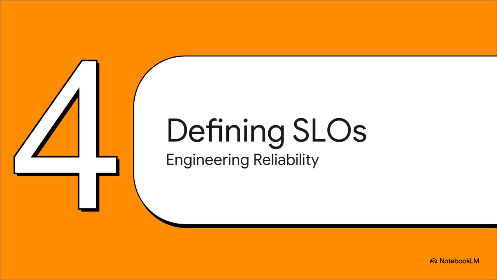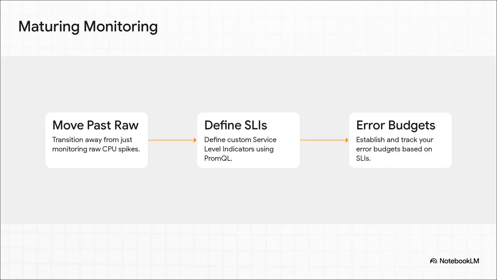Section 4. Defining service level objectives. This is where we actually engineer reliability. Okay, let's get into the concrete procedural steps to truly mature your monitoring strategy. Step 1, you have to transition away from blindly looking at raw metrics, like random CPU spikes. Just because CPU is high doesn't actually mean your users are suffering, right?